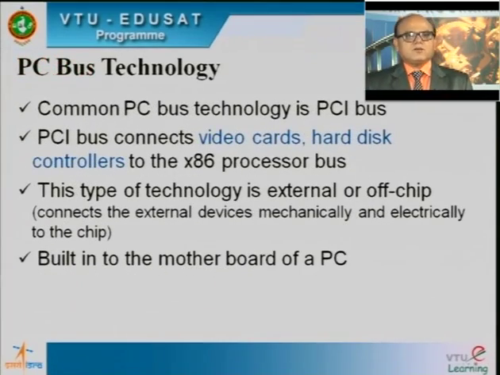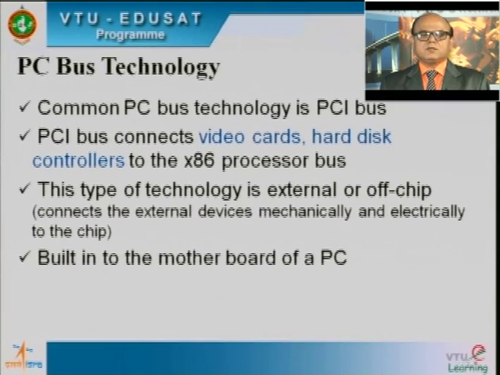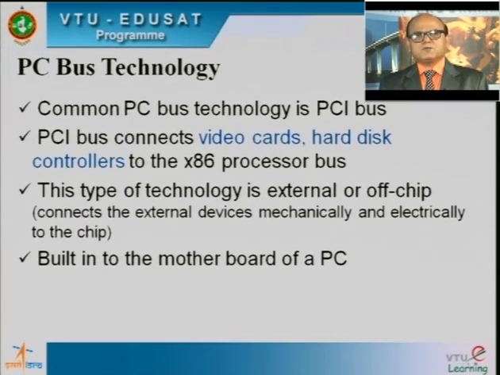Now in the earlier processors, like x86 based processors, we normally use a common bus called the peripheral component interconnect bus, or PCIe. This PCIe bus connects the video cards, the hard disk controllers and other things to the x86 processor, and it is external to the processor and is a bus which is available on the board. So this type of technology is external or off chip, connecting the external devices mechanically and electrically to the chip.